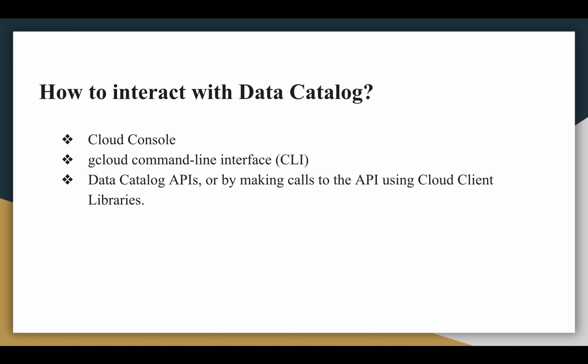So how do we interact with data catalog? There are three ways. We can access data catalog by using the Cloud Console, the gcloud command line interface, and the data catalog APIs, or by making calls to the API using Cloud Client libraries.